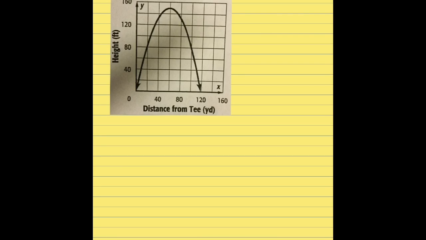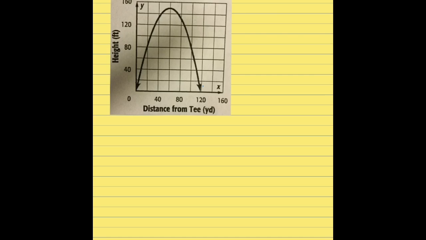All right, so when we first look at this graph called the height of a golf ball, I see that the x-axis is the distance from the tee in yards, and the y-axis is the height of the golf ball in feet. So the first thing that we want to look at are the intercepts.